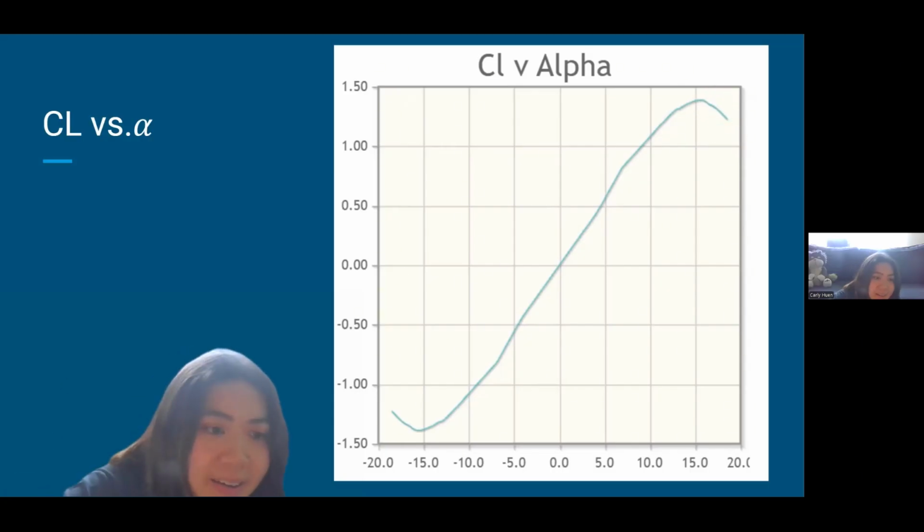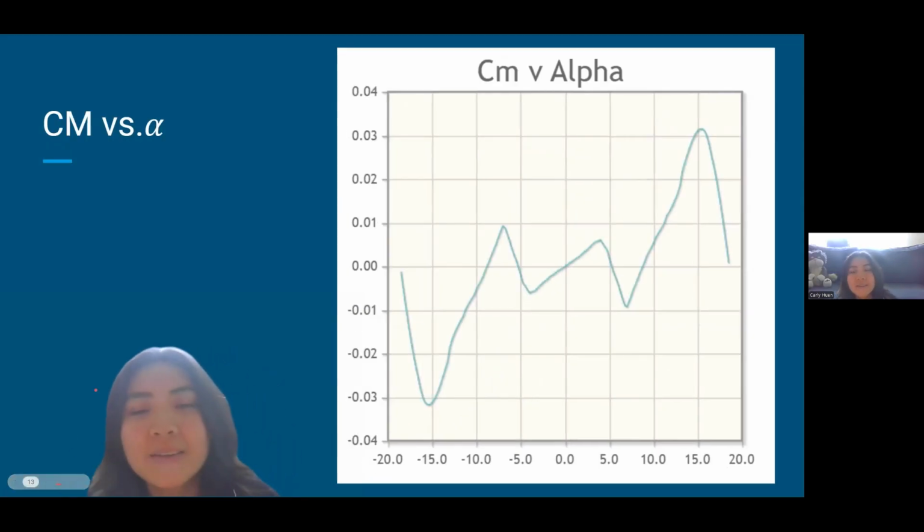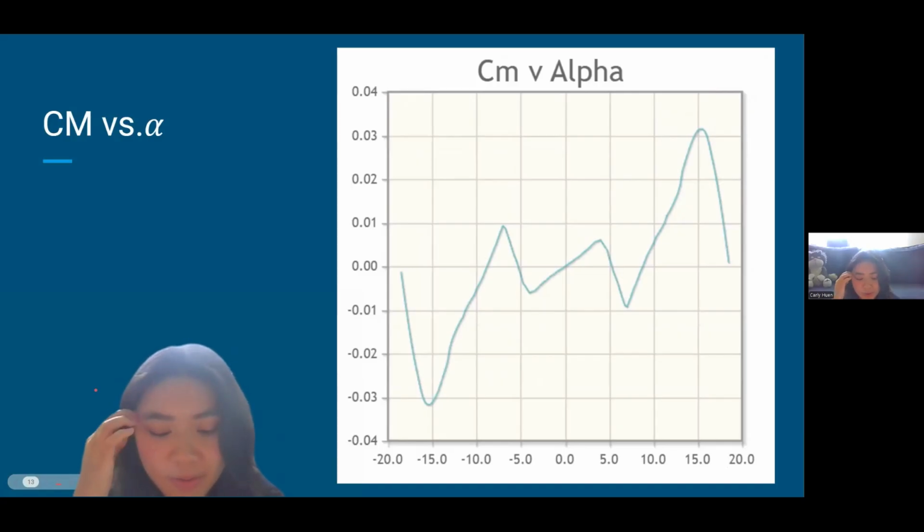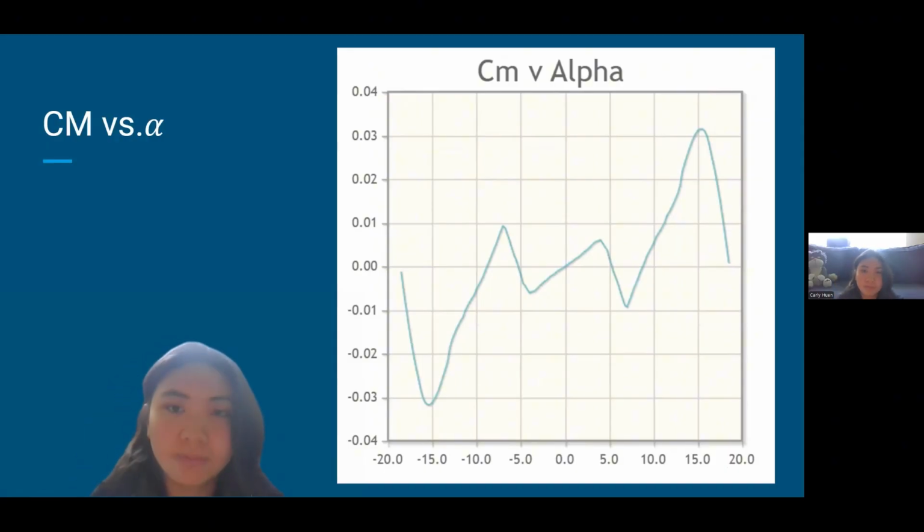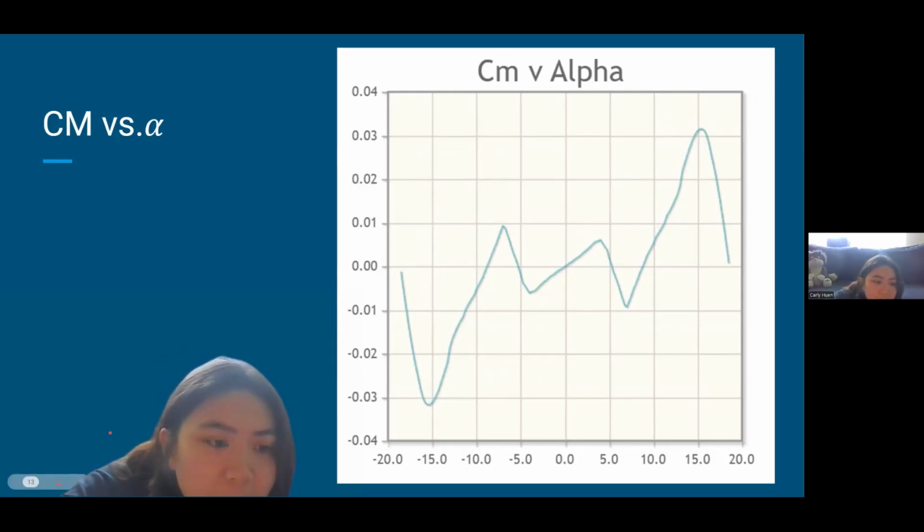Finally, we're going to the last part. Your coefficient of moment versus your angle of attack. This is a little complicated, but we'll go through it together.